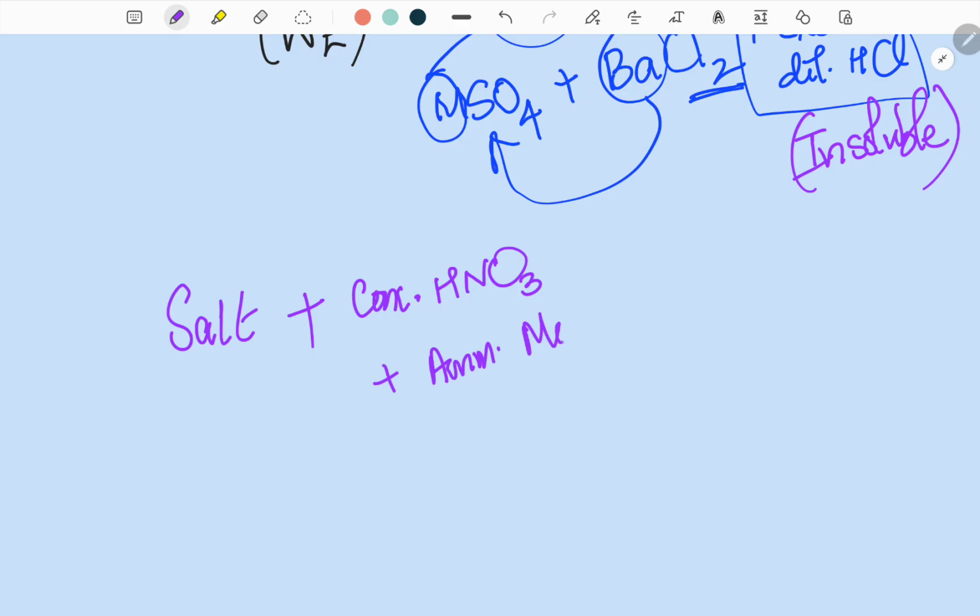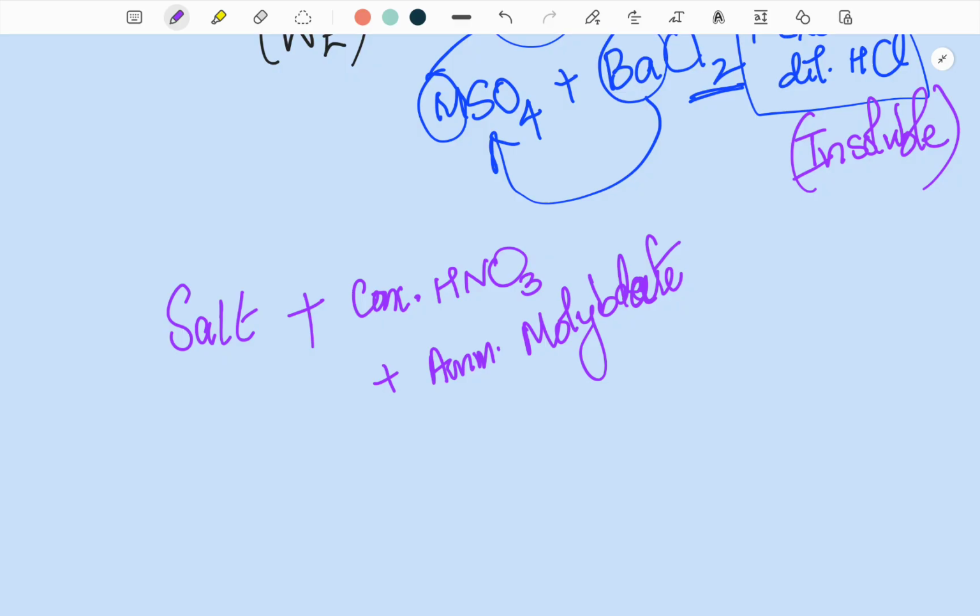Ammonium molybdate solution. So what is ammonium molybdate? Actually, it is a mixture of ammonium and molybdenum. Molybdenum is an element of the periodic table. It is a d-block element. It is the 42nd element of the periodic table, I believe, and this solution you need to add to salt plus concentrated nitric acid.